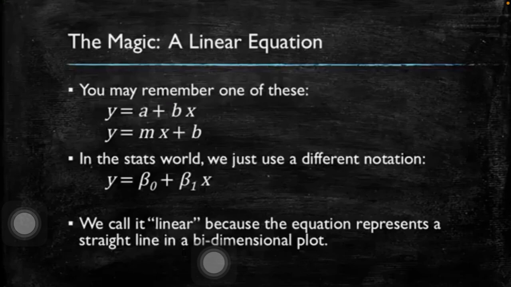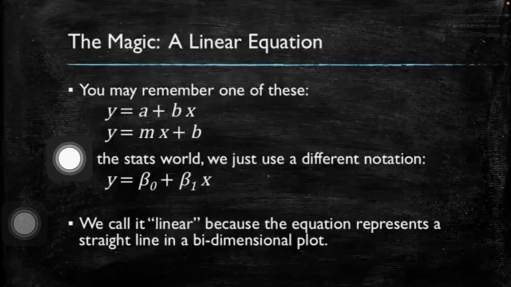You may remember the basic linear equation we studied earlier. Here x is the independent variable and y is a function of x, the dependent variable, and a and b are coefficients, where a is some constant, or I can say the intercept. In statistics, we just use a different notation.